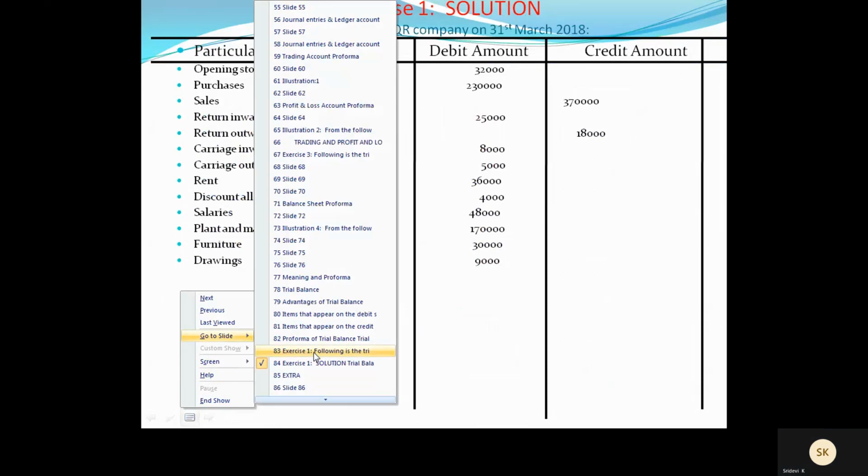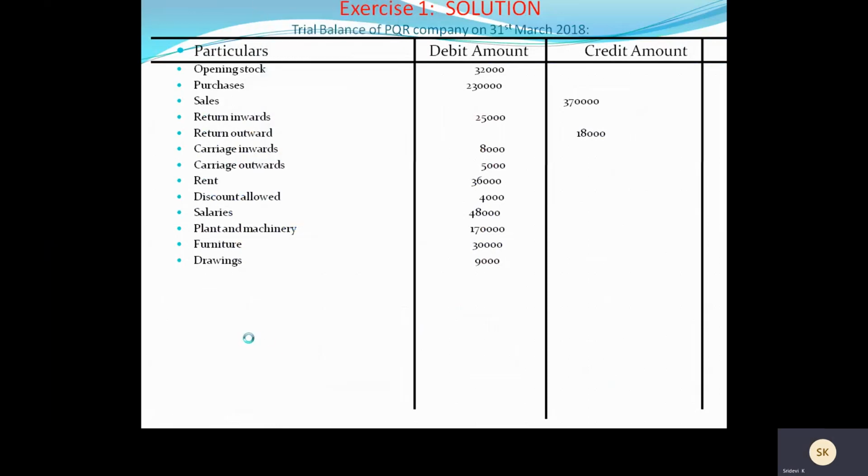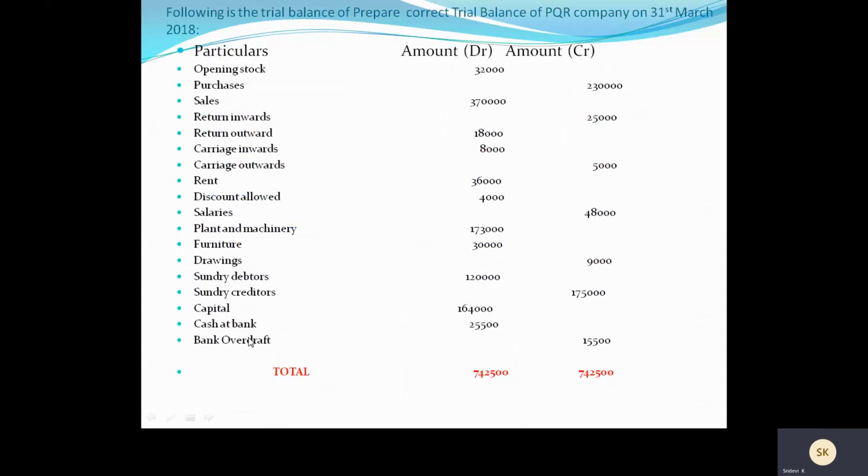And next, let us take another 3 items here. Let us check out here. Sundry debtors are given properly, and creditors properly given. Capital is given wrongly, posted here in the debit column, that we will bring to the credit amount column. So these 3 items, let us record here in the trial balance correctly.